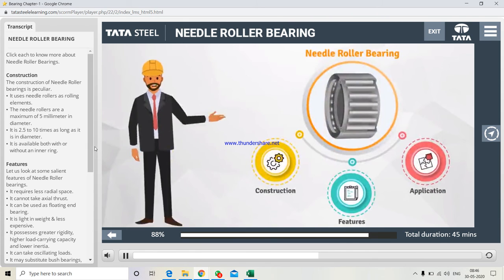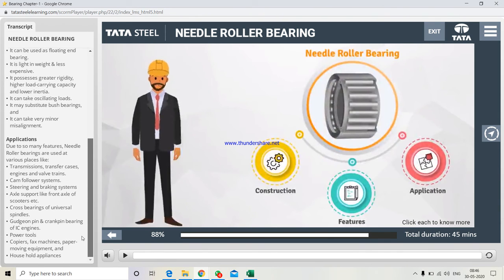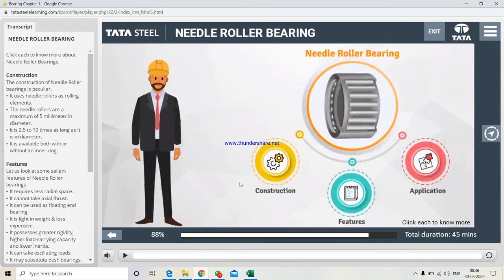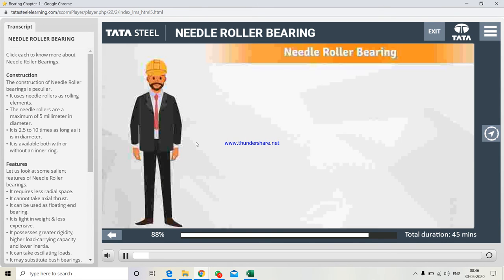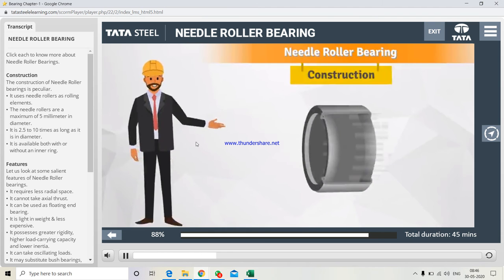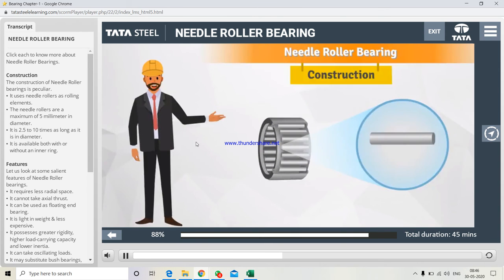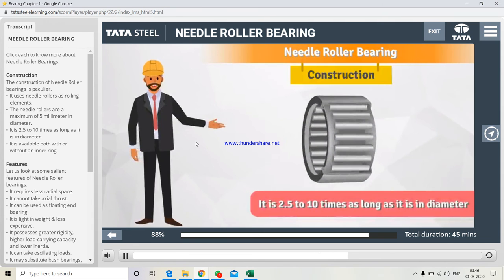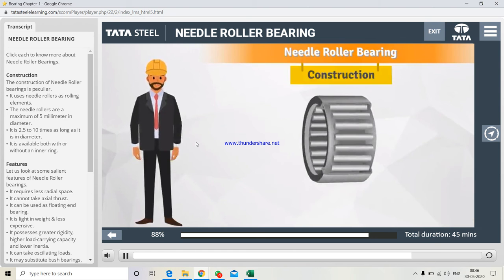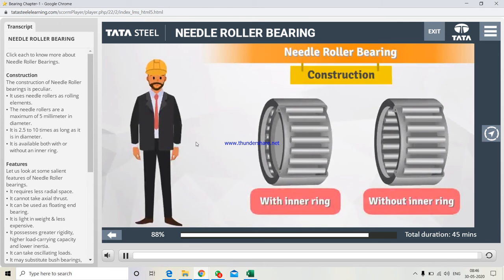Click link to know more about needle roller bearings. The construction of needle roller bearings is peculiar. It uses needle rollers as rolling elements. The needle rollers are a maximum of 5 mm in diameter. It is 2.5 to 10 times as long as it is in diameter. It is available both with or without an inner ring.